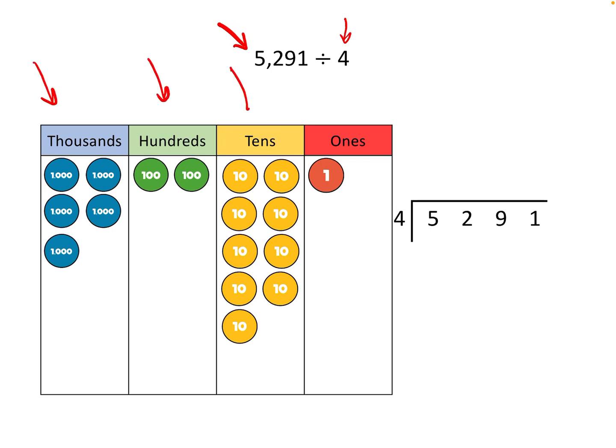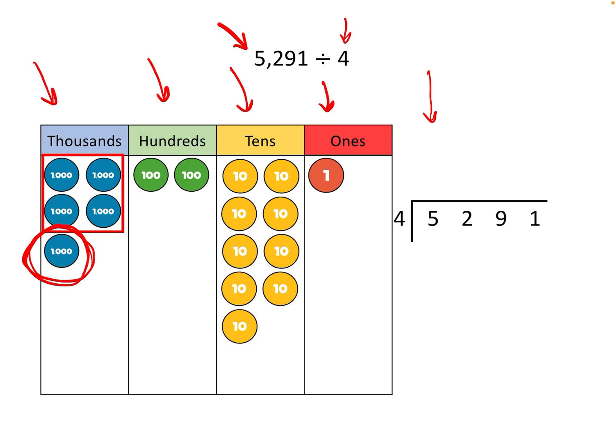How many groups of 4 can we make there? So in our first one, how many groups of 4? Have a go. How many 4s are in 5? There's 1. There's 1 group of 4. And that looks a little bit like that. So we can see our 1 group of 4. But we've got this left over. We can't just ignore it.